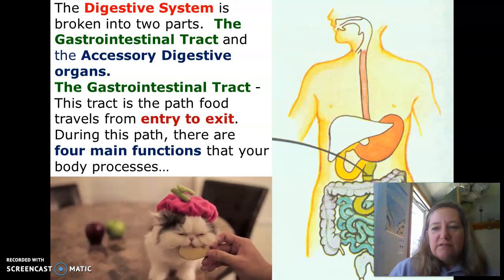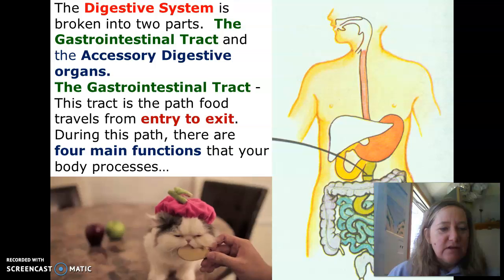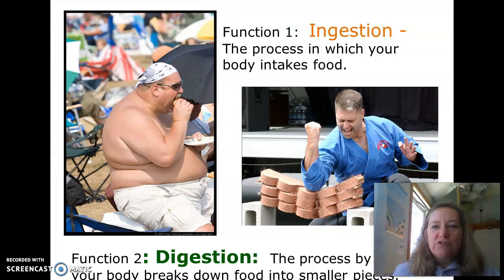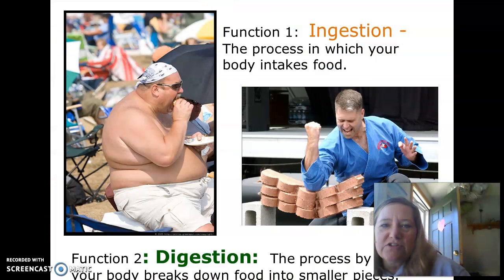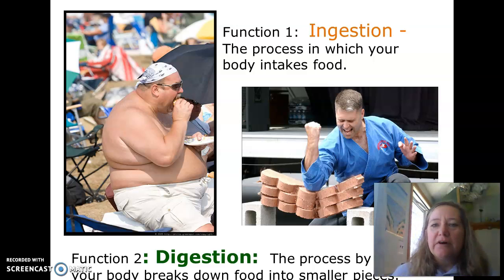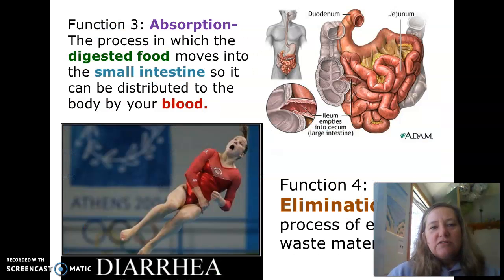Okay? So with that, there's four main parts. Function 1, ingestion, which is what you take into your body, the process of the body intaking food. Function 2, digestion, the process by which your body breaks the food down into smaller pieces. Function 3, absorption, and this is where your body is absorbing the food via the small intestine, right here.